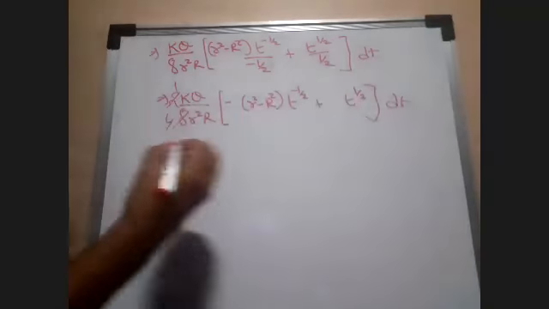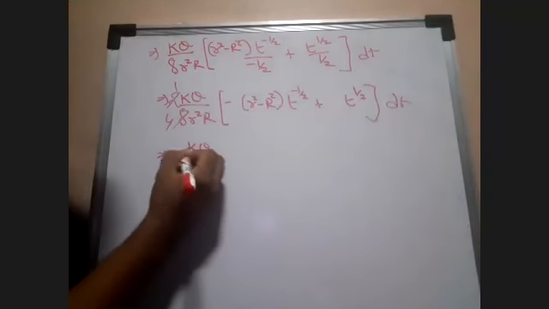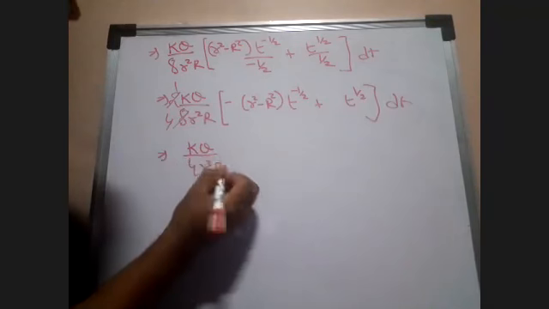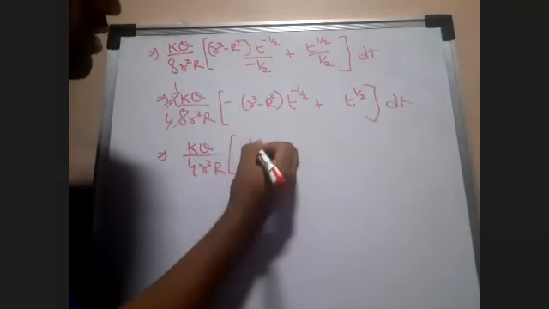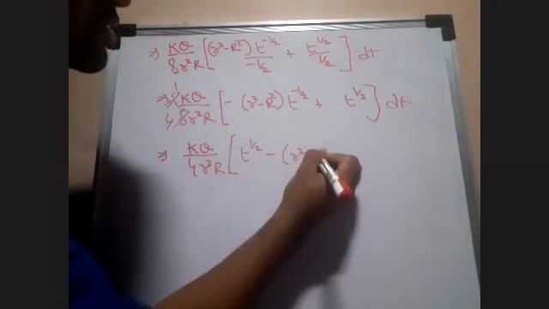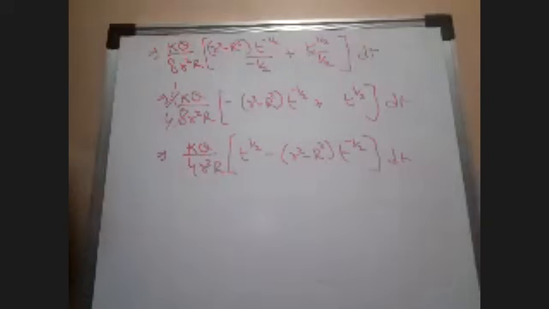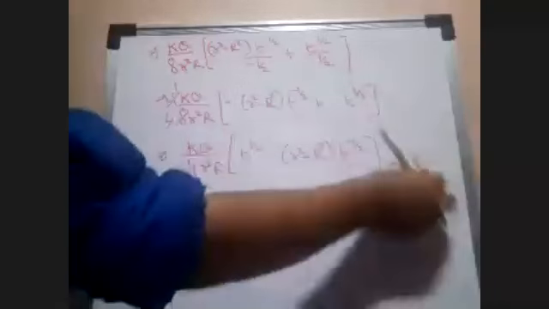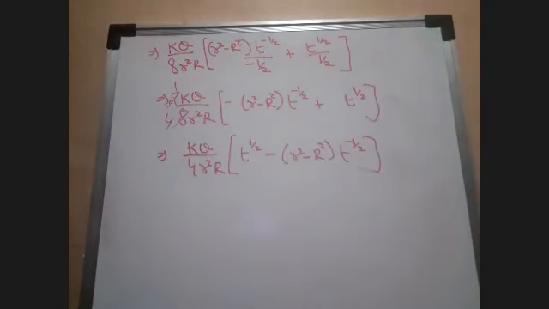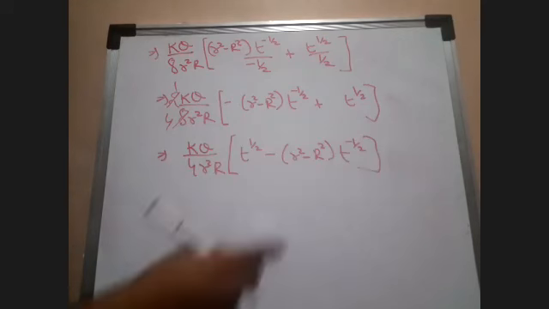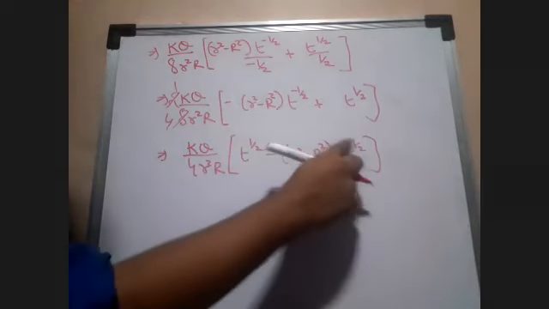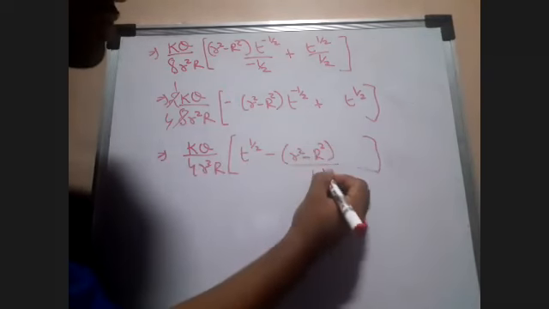I'll just reverse the terms for simplicity. So I will get kq upon 4 r square R, t raised to 1 by 2 minus r square minus capital R square times t raised to minus 1 by 2. Sorry, dt won't be there, because after integration dt is gone. Looking at this finally simplified equation, this t raised to minus 1 by 2 can be written in terms of t raised to 1 by 2.